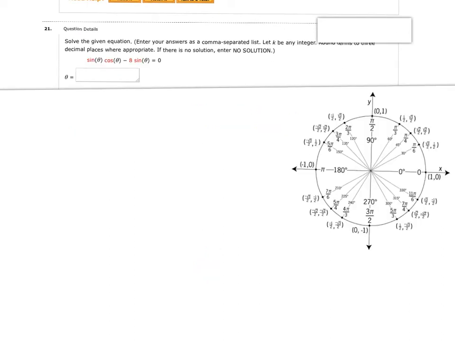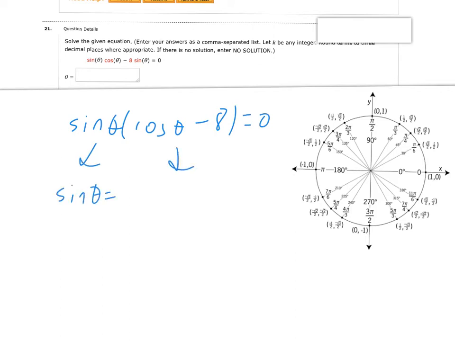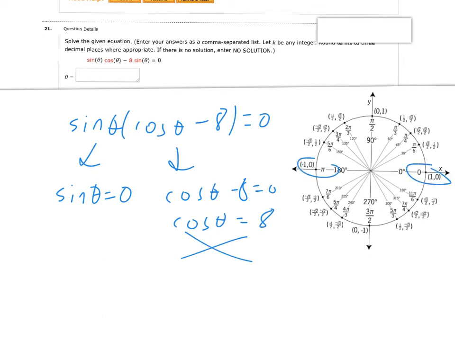All right, number 21 here, I see that this is equal to 0, so I'm going to factor out a sine theta, which leaves me with cosine theta minus 8 equals 0. So now I can just split those up. So this one is sine theta equals 0. This one's cosine theta minus 8 equals 0, which means cosine theta equals 8. Now that's not going to give me any solutions, but for sine theta equals 0, that is at 0 and at pi, or I should say theta equals 0 and pi.